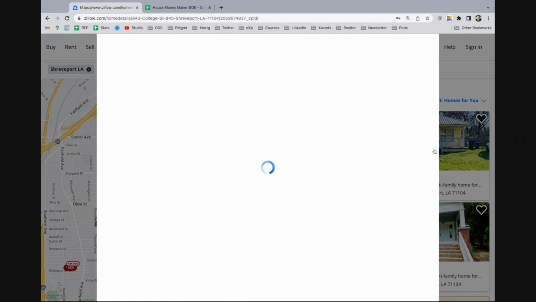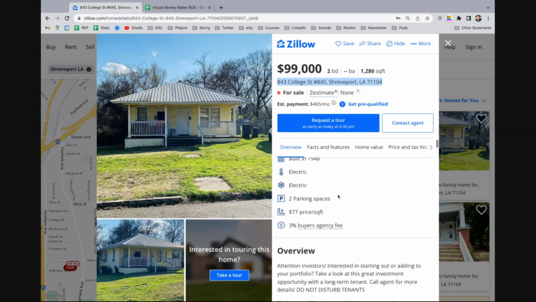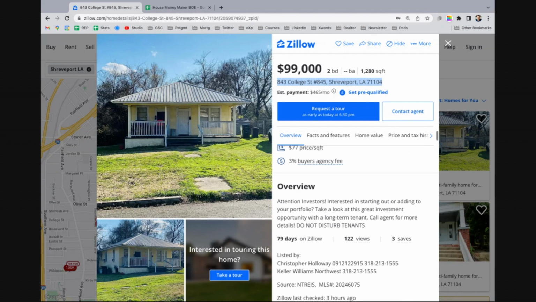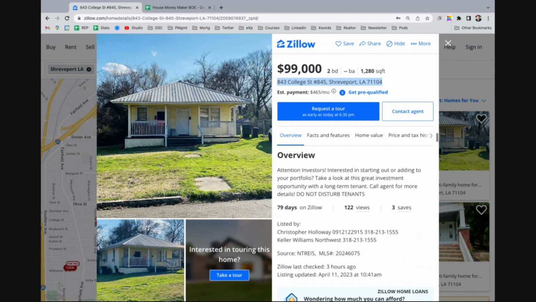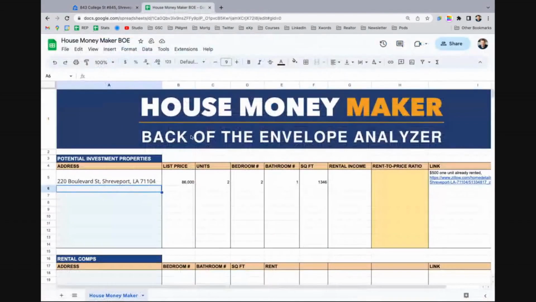This one is $99,000. Okay. It's also a duplex. Interest starting out, do not disturb tenants. Okay, great. 79 days on Zillow, 99,000. I'm going to assume both sides are 2 bedrooms, 1 bath for now, 1,280 square feet. Looks like a similar shaped property. That just tells me each unit's probably 600 square feet.